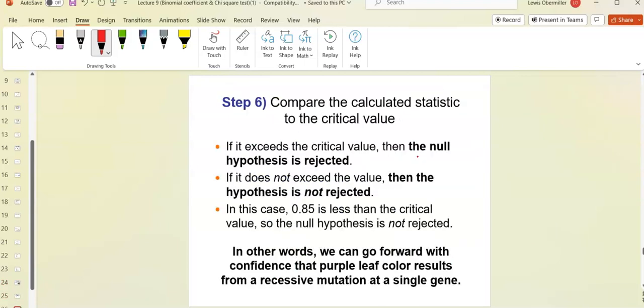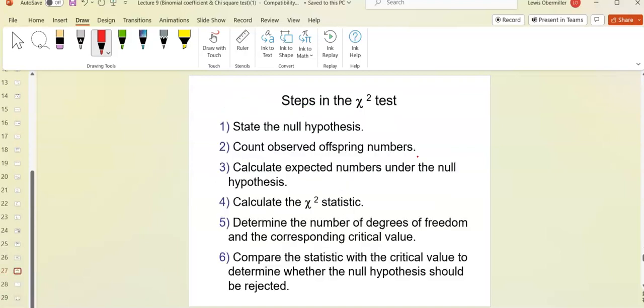And then this is basically just doing the same thing. We reject the hypothesis if it's bigger than the critical value, and if it isn't, then we accept it. We don't reject it. So in summary, we have confidence that purple leaf color results from a recessive mutation on a single gene, right? Just in line with Mendel.